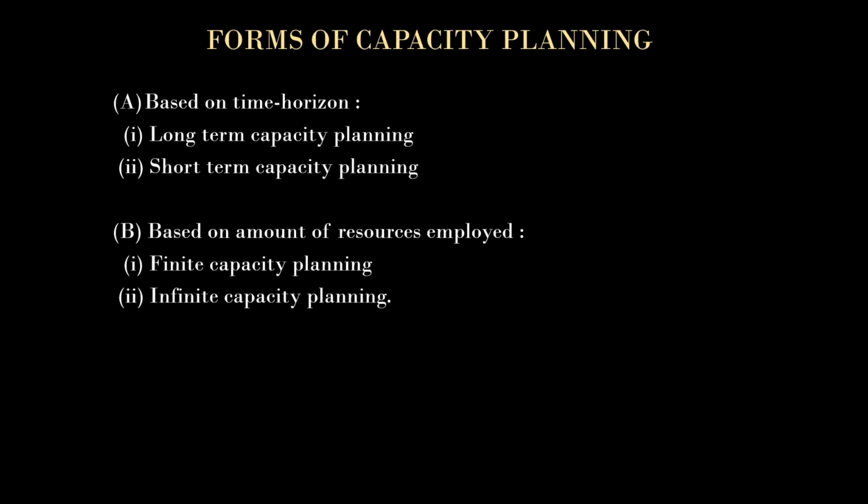Then forms of capacity planning. Here, based on the time horizon, we have long-term capacity planning and short-term capacity planning. Long-term capacity planning is for 3 to 5 years, whereas short-term capacity planning is for a few months to a year. So based on the time horizon, we will carry out capacity planning. In general, we will carry out a long range or long term capacity plan, and thereafter for every quarter or every year we may go for short term capacity planning. And based on the amount of resources employed, depending on the resource requirements, it may be finite capacity planning or infinite capacity planning.